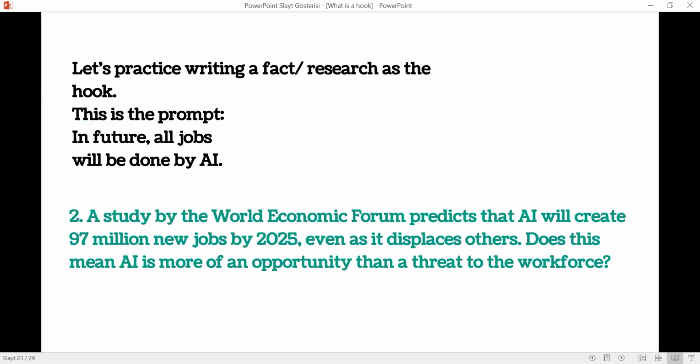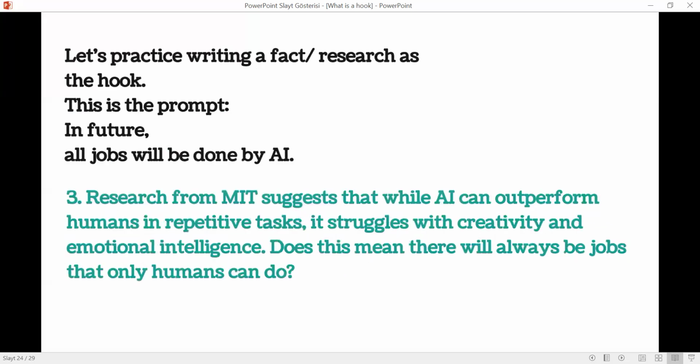Example 2. A study by the World Economic Forum predicts that AI will create 97 million new jobs by 2025, even as it displaces others. Does this mean AI is more of an opportunity than a threat to the workforce? And example 3, research from MIT suggests that while AI can outperform humans in repetitive tasks, it struggles with creativity and emotional intelligence. Does this mean there will always be jobs that only humans can do?